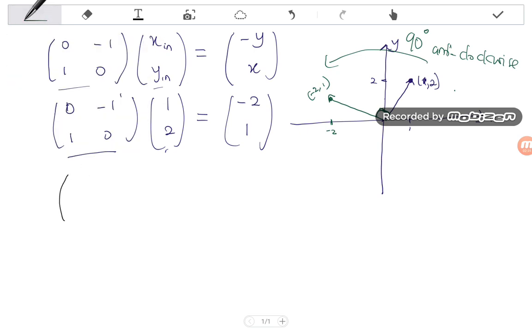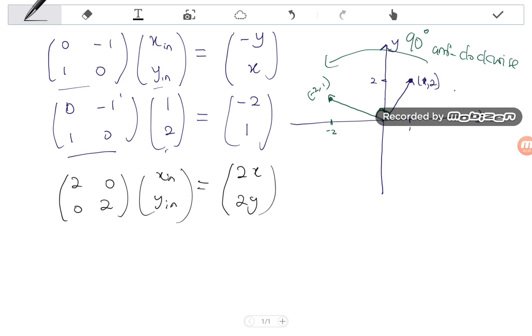So for example, if we have another matrix like 2, 0, 0, 2 acting on our vector x, y, following the rules of multiplication of matrices, this is going to give us 2x, and then here will be 2y. Okay, if you factorize 2, you're going to have 2 out and then x and y. So what this matrix does is to increase the length scale of vector x and y by a factor of 2.